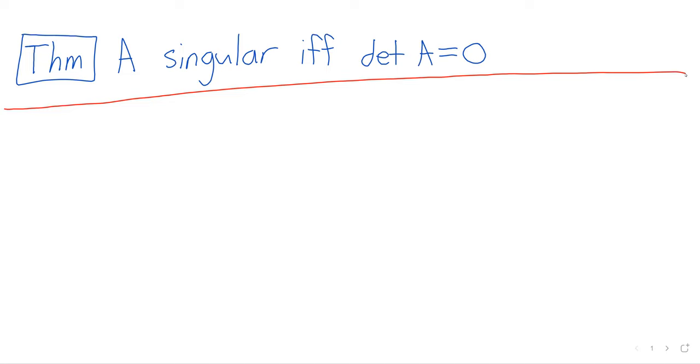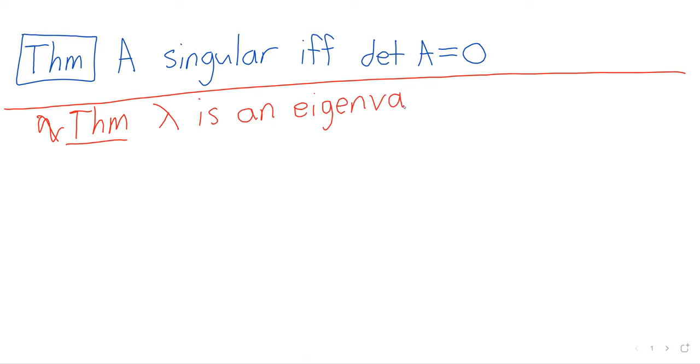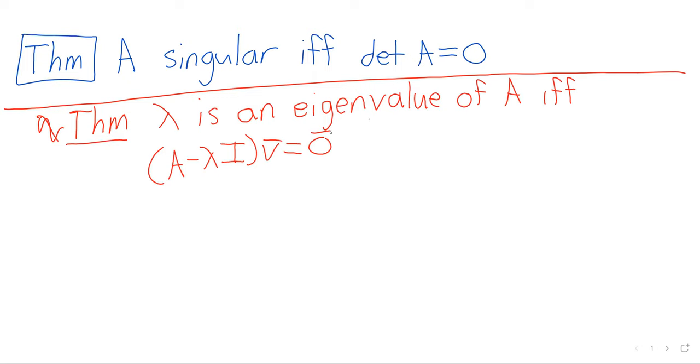Earlier in this lesson, it was a theorem: lambda is an eigenvalue of A if and only if the matrix equation (A minus lambda I) times v equals zero has non-trivial solutions.